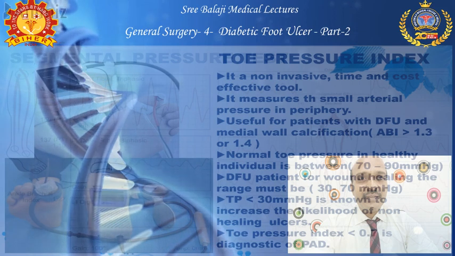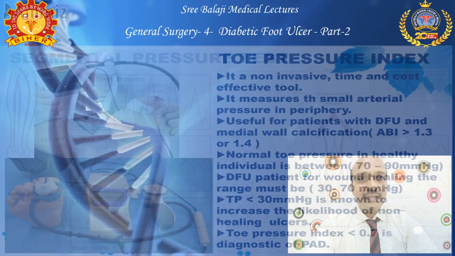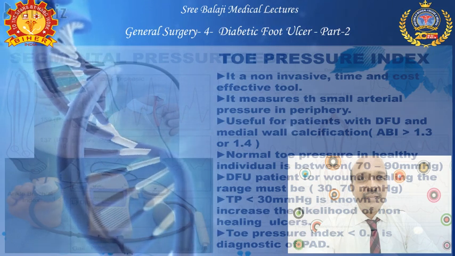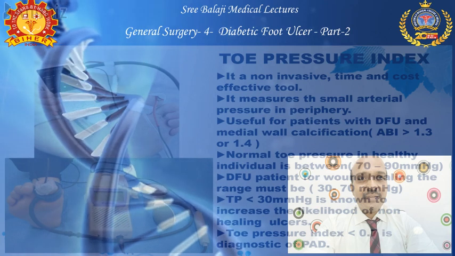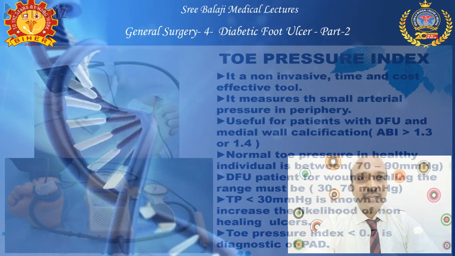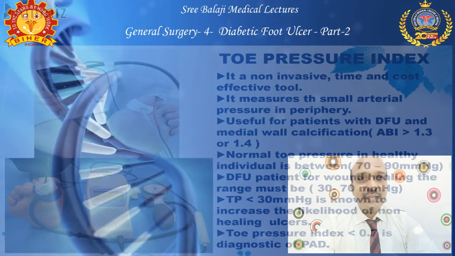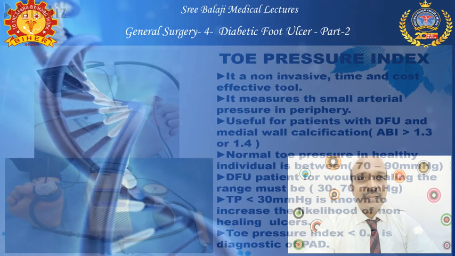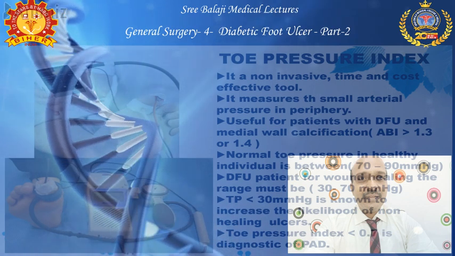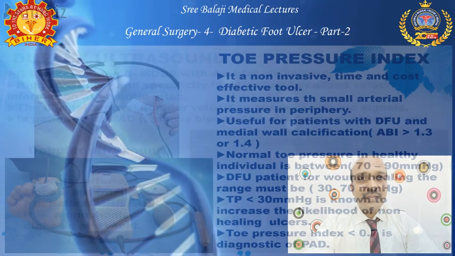Normally the toe pressure in a healthy individual is between 70 to 90 millimeters of mercury. In diabetic foot ulcer patients, for wound healing, the range must be between 30 to 70 millimeters of mercury. A toe pressure less than 30 or 40 is known to increase the likelihood of a non-healing ulcer. So toe pressure index will also give an idea whether the foot ulcer is going to heal or not. A toe pressure index less than 0.7 is suggestive of peripheral arterial disease.